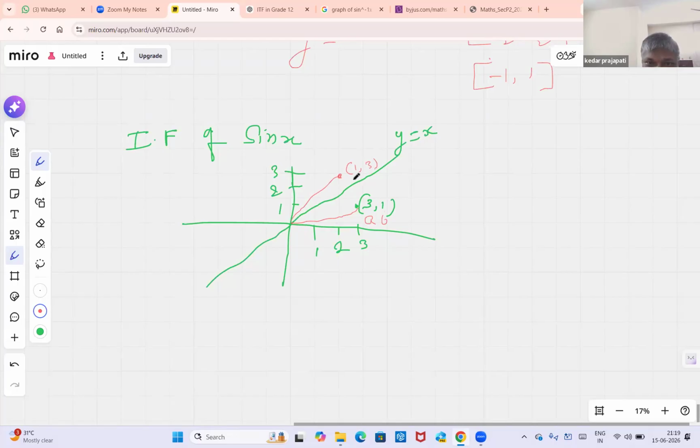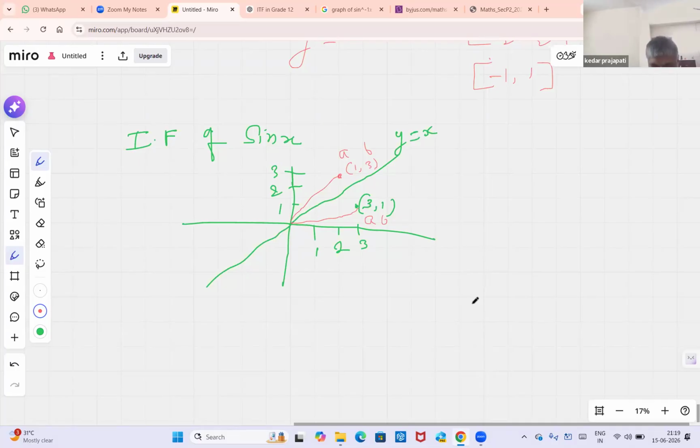So your A will become B here. What is happening? A was having 3, so that became B here. And this B became A. Clear? Any doubt? Yes. Okay.